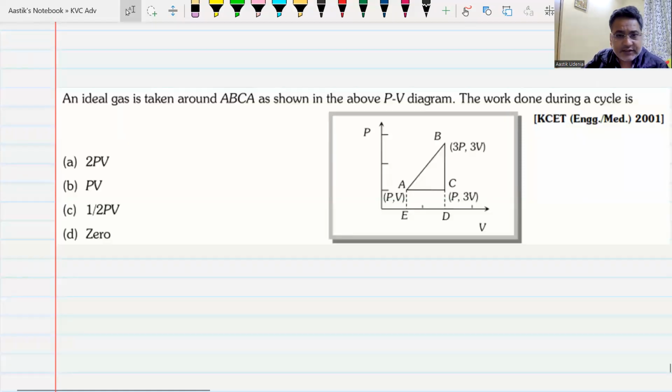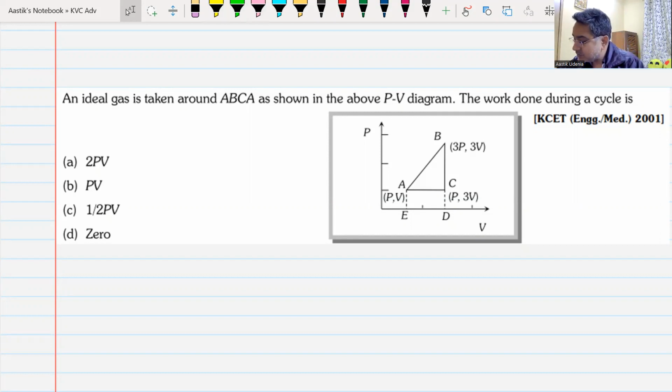This is the next question then. Give you 2 minutes to solve this. So you just have to find out the area of this triangle, I think. And the area of this triangle is very simple, half base into height. Base is 2V and the height is 2P. So half into 2 into 2 PV.